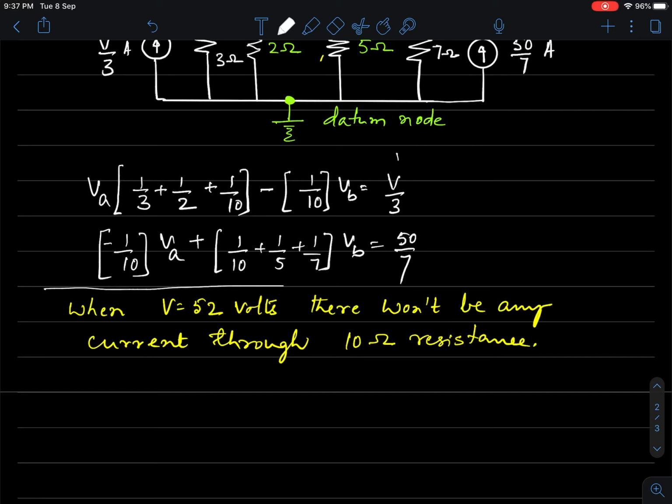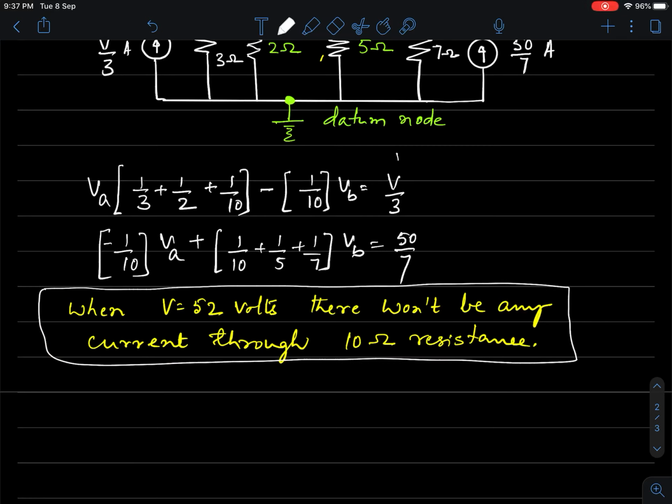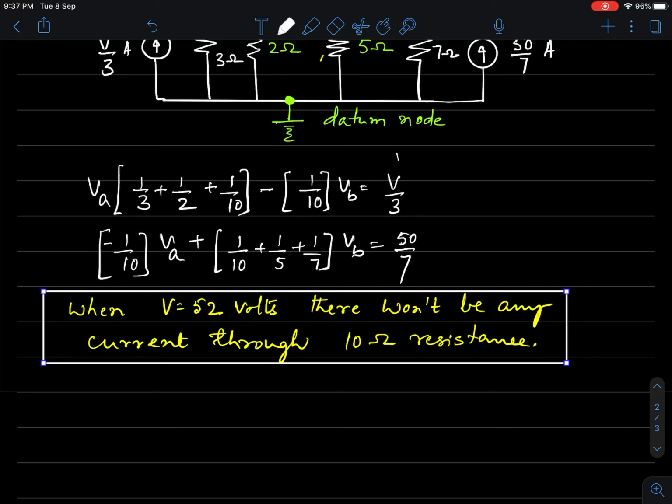So nodal equations can be written by inspection, either by converting the voltage sources to current sources or retaining the voltage sources. I'll try to come up with trickier problems on node voltage analysis in my coming videos.